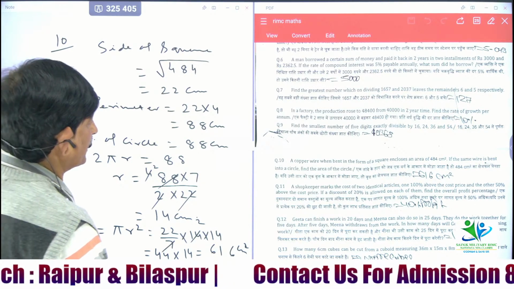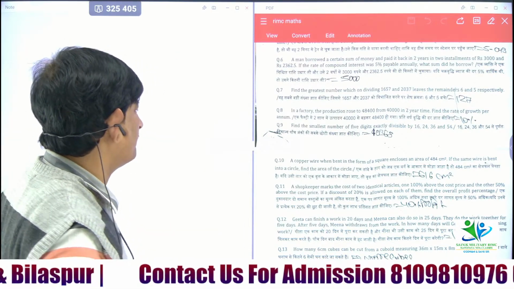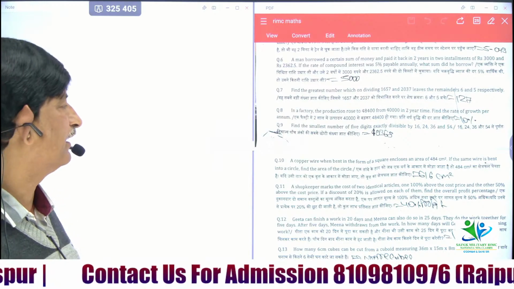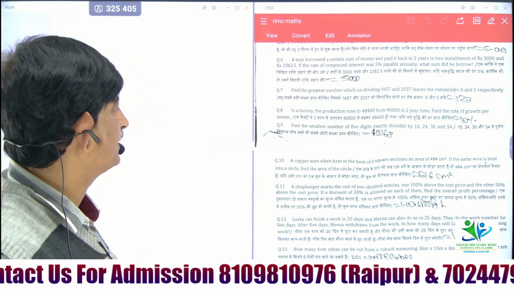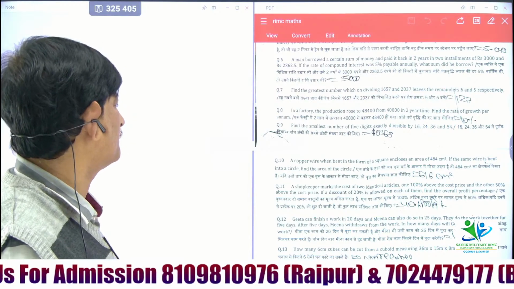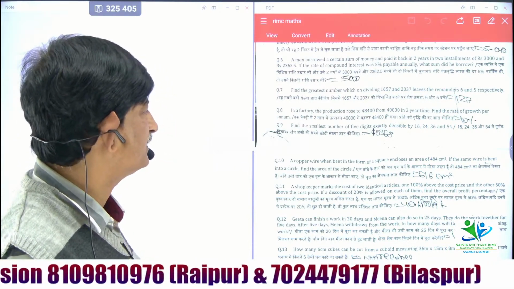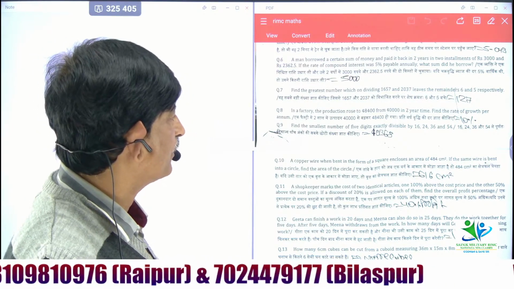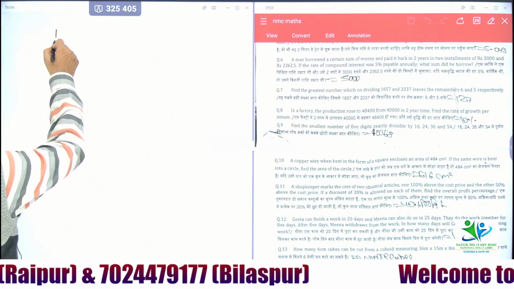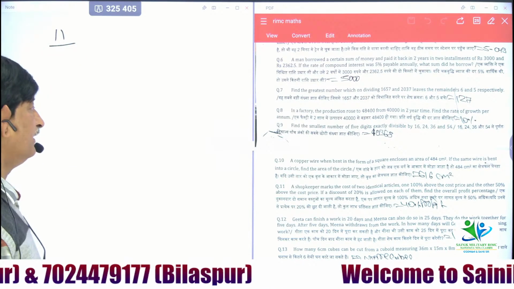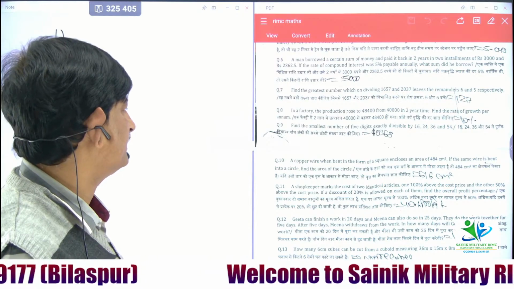Now question number 11. The next. A shopkeeper marks the cost of two identical articles, one 100% above the cost price and other 50% above the cost price. If a discount of 20% is allowed on each of them, find the overall profit percentage. So you can form the equation, or simply you take the cost price as 100.